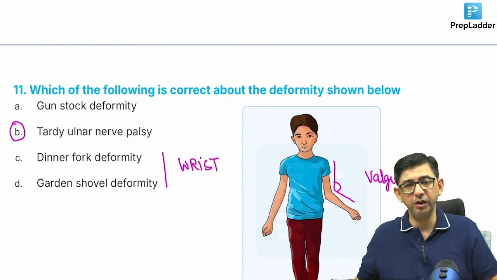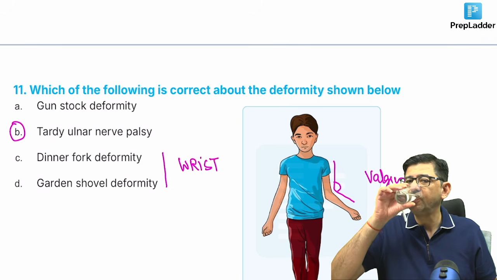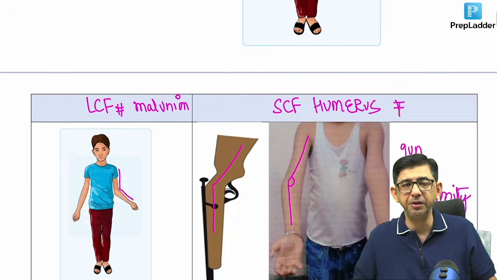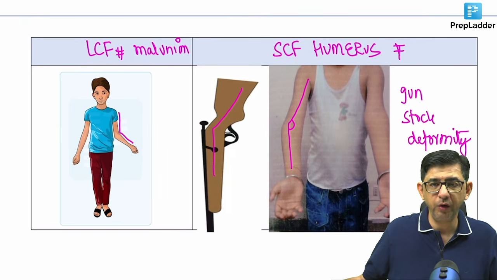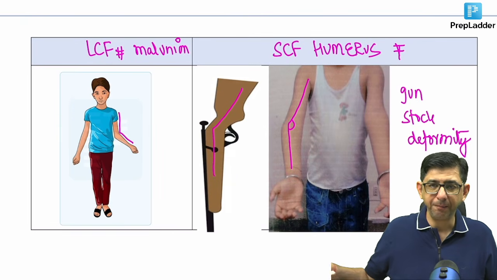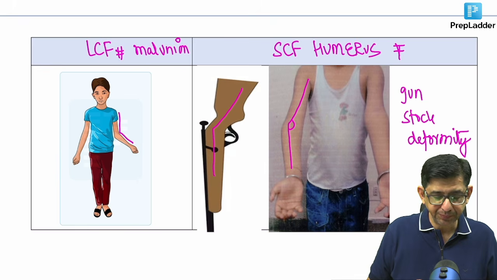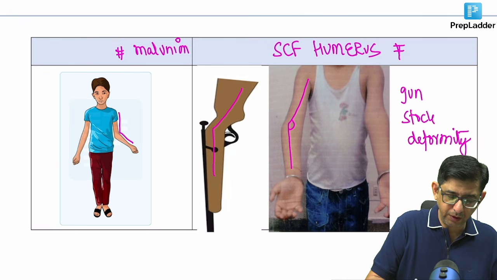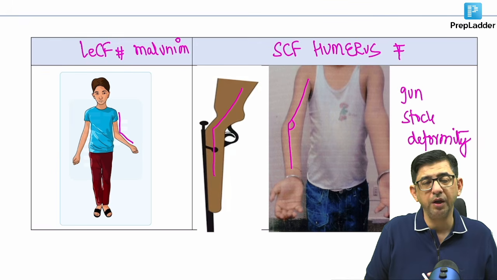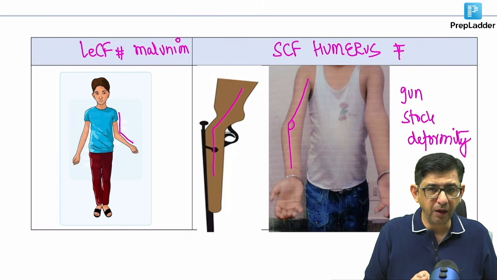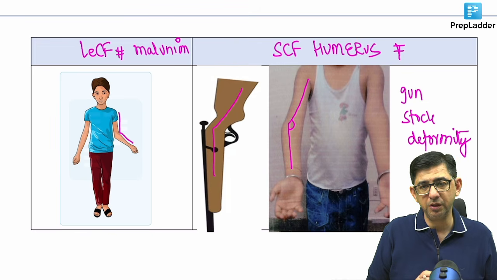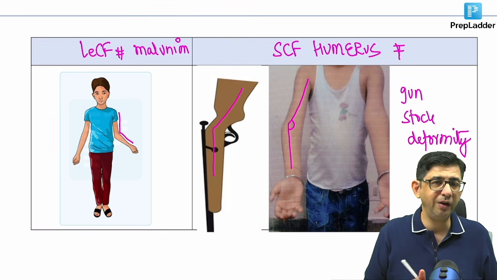Answer to question number 11 is option number B. You have to develop a photographic memory of both of these images. Lateral epicondyle fracture. I'll write a small e here so that it doesn't look like a lateral condyle. It's a small e. Lateral epicondyle fracture that I'm talking about, malunion, results in tardy palsy. Latin tardy, what does it mean? After a few years. Tardy ulnar palsy, because of malunion pressure would be occurring on the medial side, and that's why the ulnar nerve would get involved.